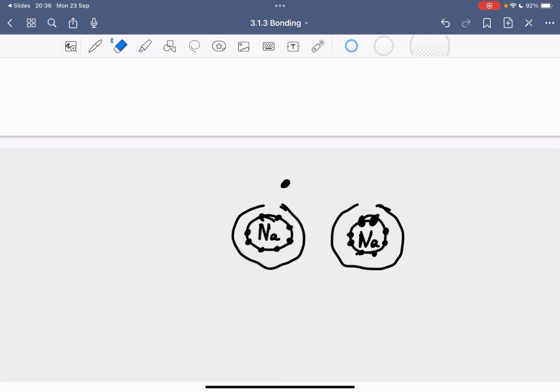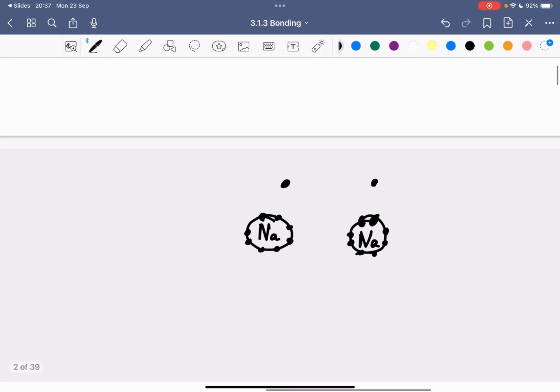And we do the same thing here. It just floats around. And then this shell just basically disappears, right? The outer shell. And now the sodium atoms have a charge of +1, right?